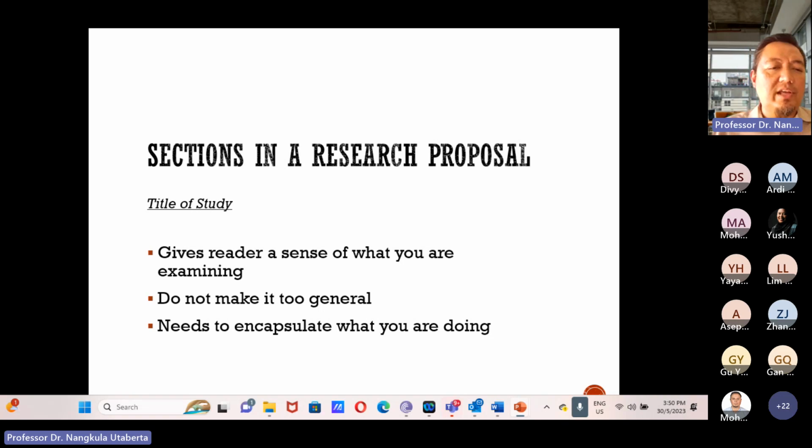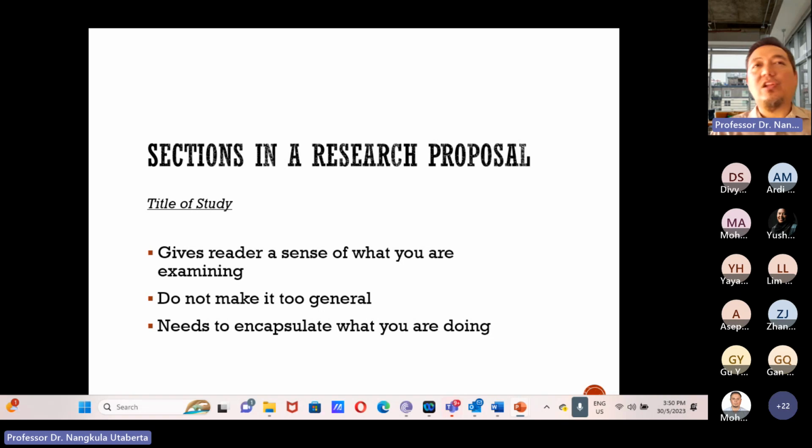Or so you have to be very clear on that. Okay? Do not make it too general. If possible, try to make it as specific as possible. Even sometimes I tell my student, you have to include the methodology there. For example, like people perception, okay?